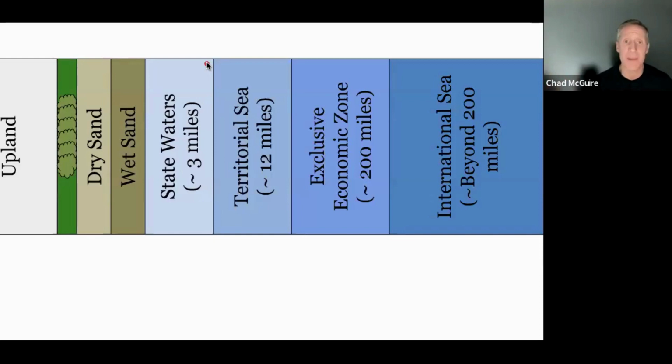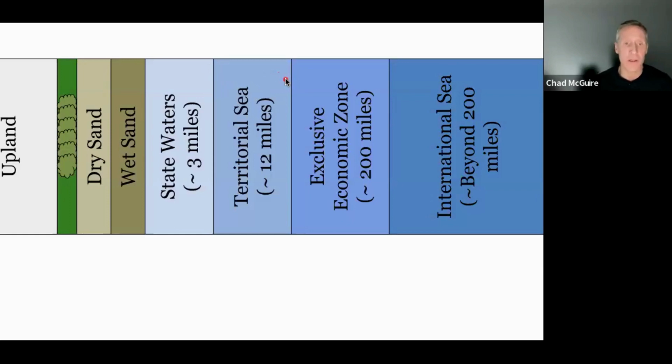It doesn't come from a place that makes a lot of sense in today's parlance, but that's where it comes from originally. There are other reasons for the 3 miles, but that's now been adopted. It's not only been adopted by the United States, but by UNCLOS. 3 miles is 3 miles in terms of state waters. And then we have something called the territorial sea. This is just a matter of jurisdiction.